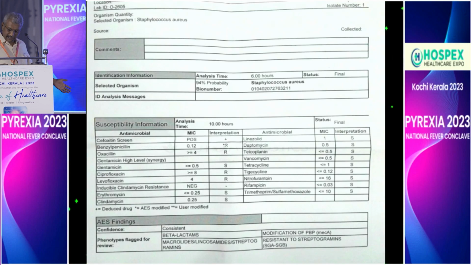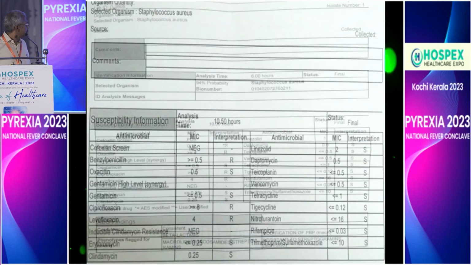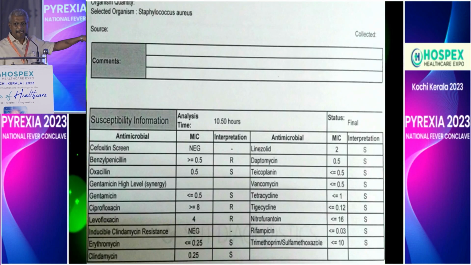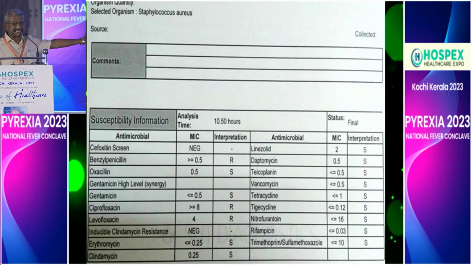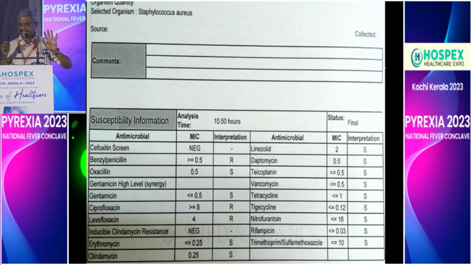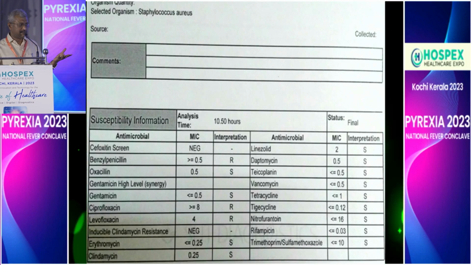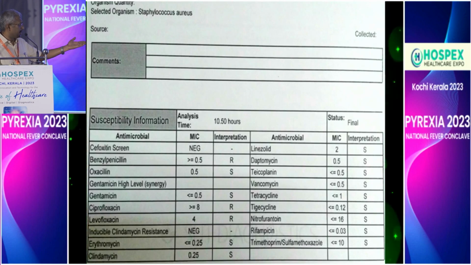This is the second one. So this was the first one. If you see the first one, oxacillin is sensitive and the cefoxitin screening is negative, which says that it is a methicillin sensitive Staph aureus. This is how we divide into methicillin sensitive and methicillin resistant. But this is just a simple abscess. We don't need to go for all the high funda things. Doxycycline, tetracyclines are sensitive, cotrimoxazole is sensitive. All those things can be used here.